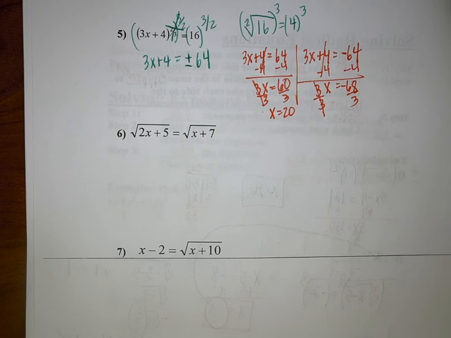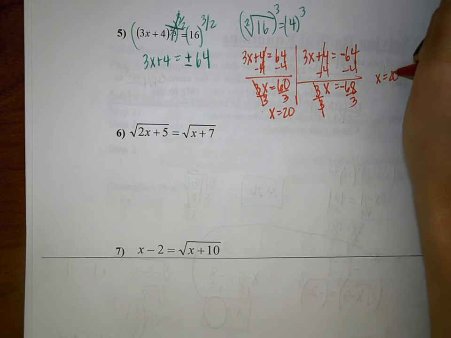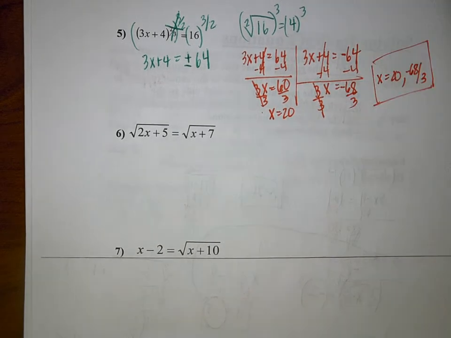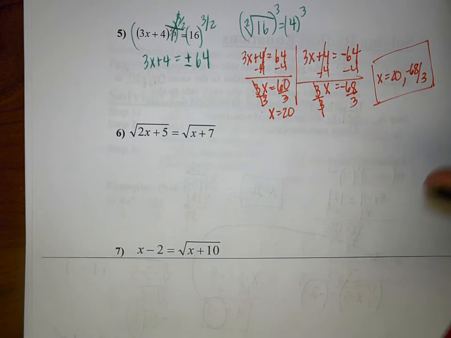Sorry. Are you okay? I'll be fine in a second. No, so this is my answer. You need water? I'm okay. Thank you. Negative 68 over 3. Okay, I'm back to normal. All right, here we go. You just have to drink water.